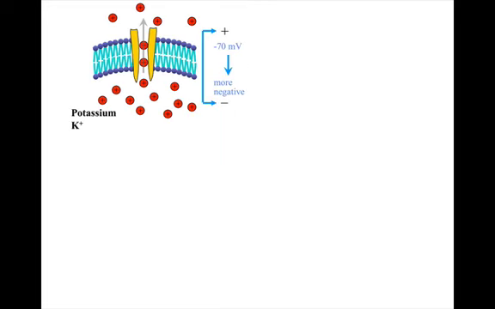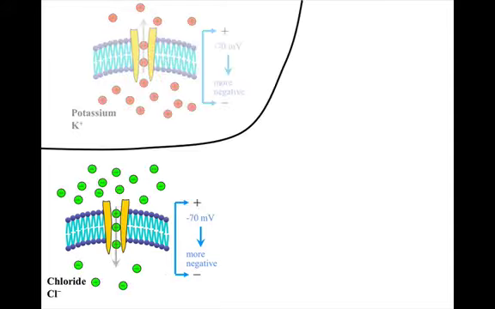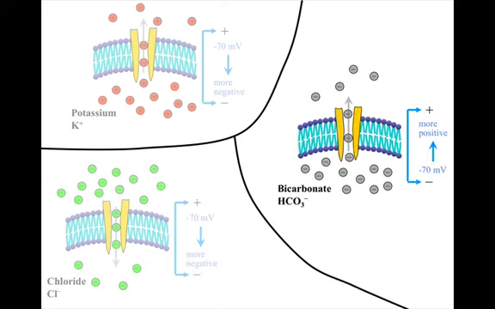Opening a potassium channel will make the interior more negative because positive potassium ions flow outwards, increasing the magnitude of the membrane potential, in other words, making it more negative. These increases are called hyperpolarizations. Opening a chloride channel will also hyperpolarize the membrane because the negative chloride ions flow inwards. But opening a bicarbonate channel depolarizes the membrane because the negative bicarbonate ions flow outwards, which has the same effect as an inward flow of positive ions.